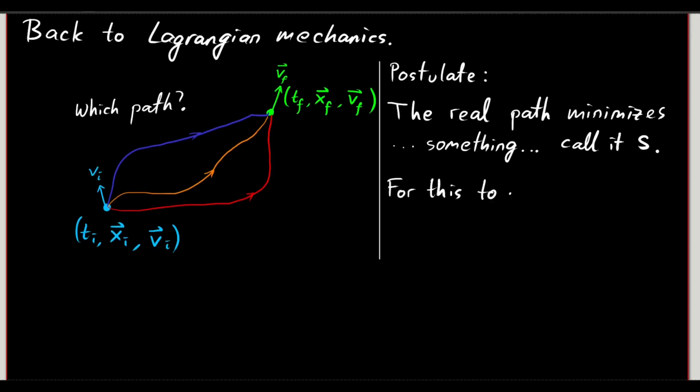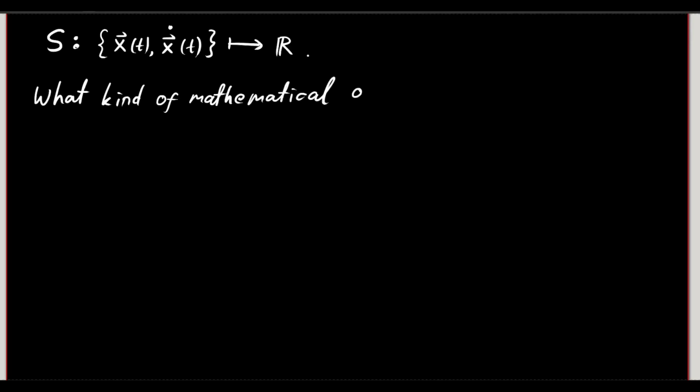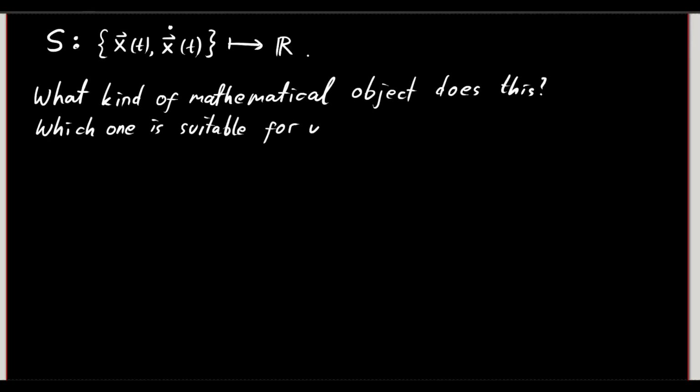For this to work, S needs to take in a path and spit out a number, just like the travel time of a light does. The travel time doesn't only depend on the path x of t, but also the velocity v of t, or x dot of t, where dot denotes the time derivative. So let's guess that S takes in x of t and x dot of t, then spits out a real number. So what kind of mathematical object does this? Which one is suitable for us?